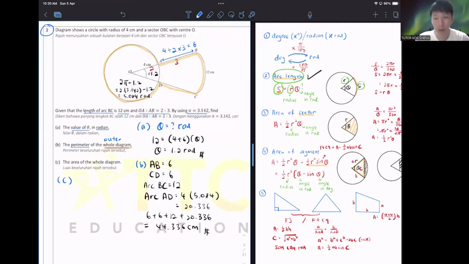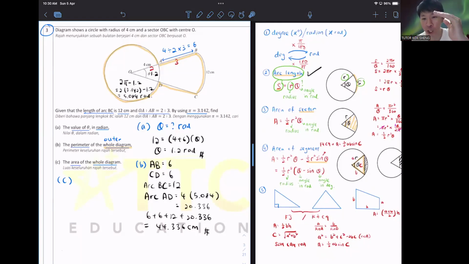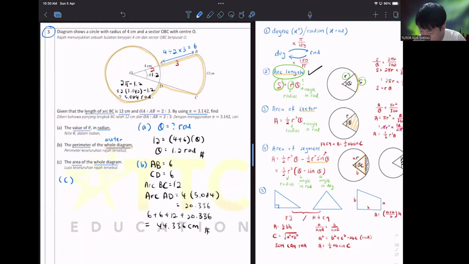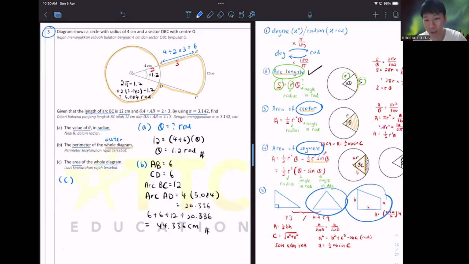Last part, area. Find the area of the whole diagram. The whole picture here. I don't know how to call this picture, right? What shape is this? Okay, never mind. So for the area here, you can see the formula that I put beside here. There are only a few different shapes that you are able to use, let's say sector, segment, or even just triangle or trapezoid.